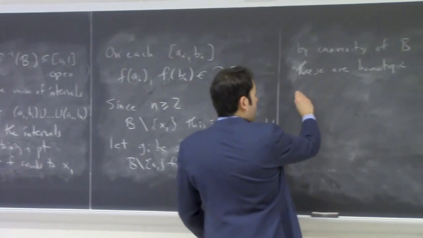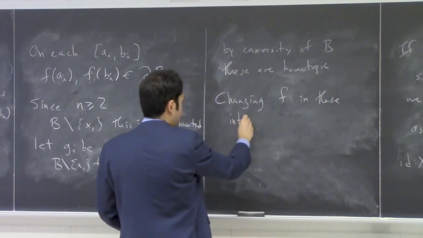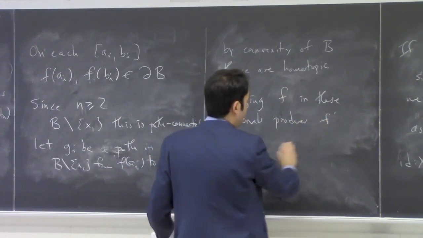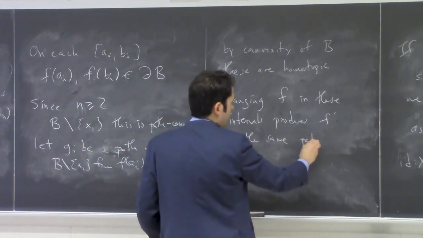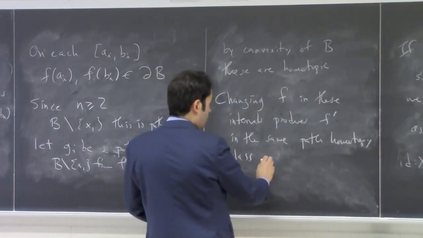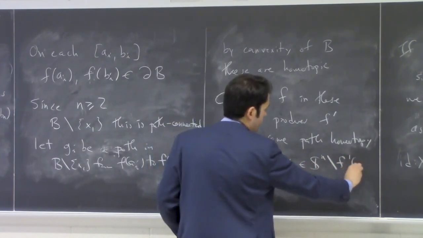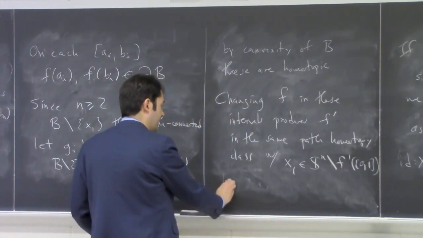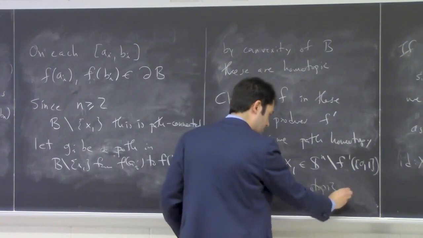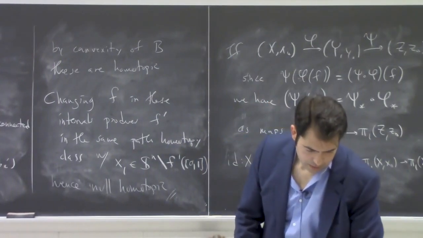Right? So changing f in these intervals produces, say, f prime in the same path homotopy class but with x1 in Sn minus the image of f prime. Hence, null homotopic. Okay.